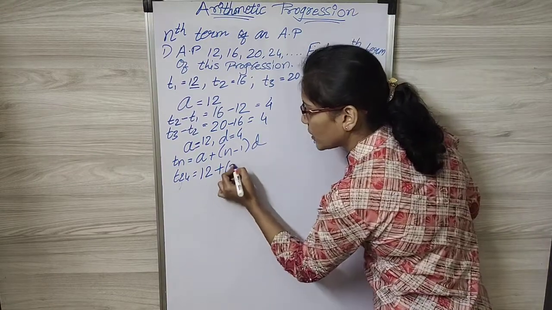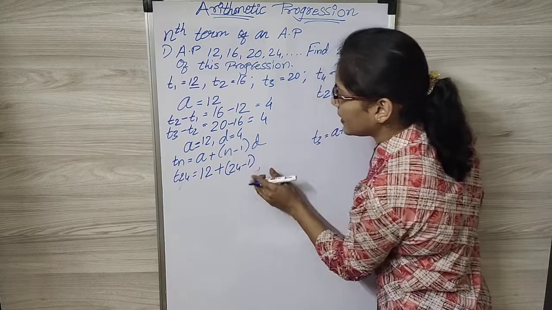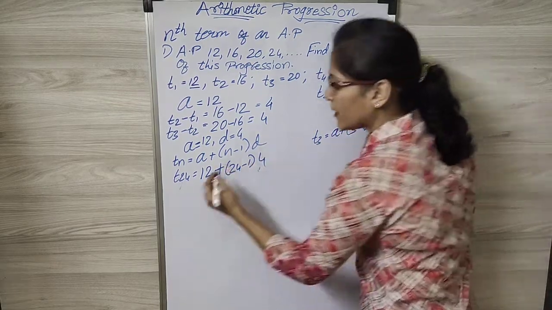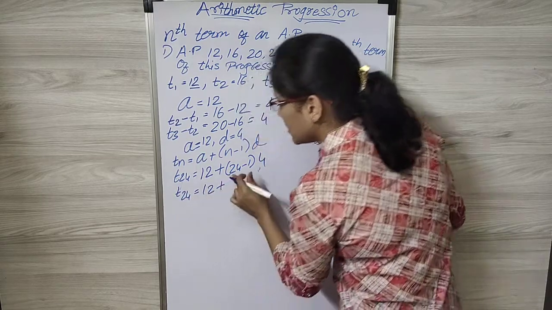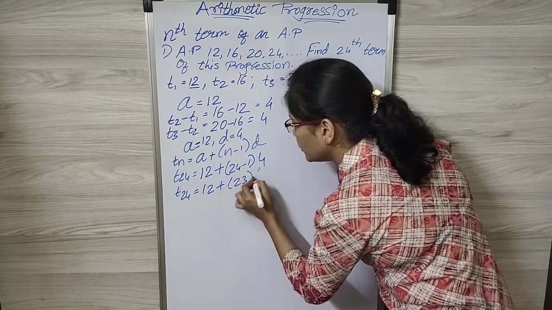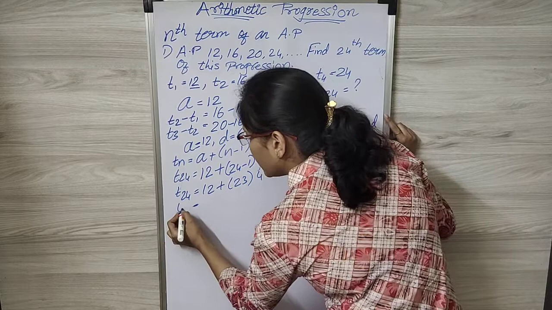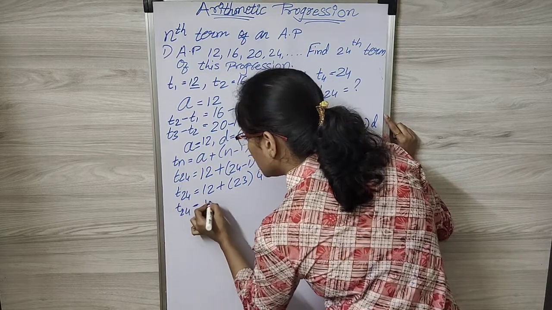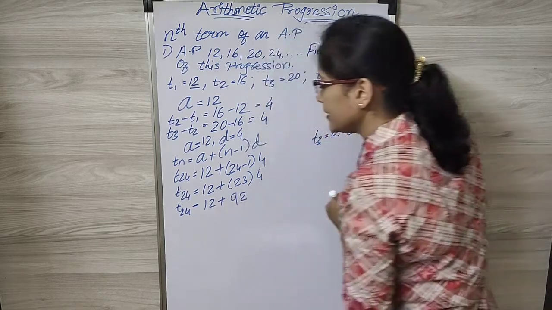So this becomes 24 minus 1, 24 minus 1 d, and d is 4. So T24 is equal to 12 plus 24 minus 1. This becomes 23 into 4. What is 23 into 4? T24 is equal to 12 plus 92.